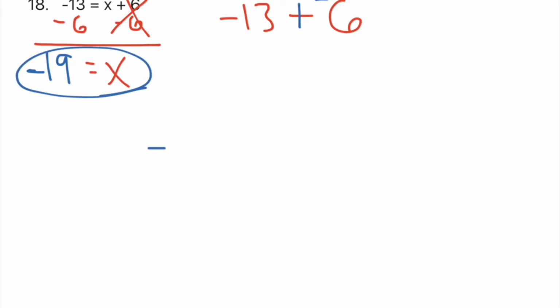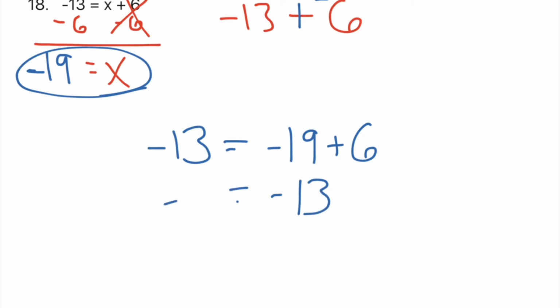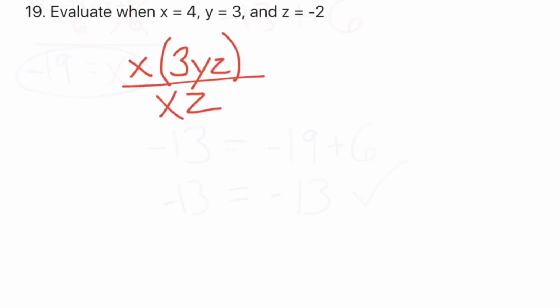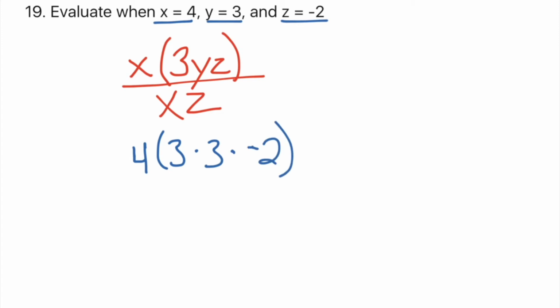And then let's just double check our work. We have negative 13 equals negative 19 plus 6, and that would give us negative 13. So we're good. Number 19, evaluate when x is 4, y is 3, and z is negative 2. So that means we just need to go and plug in these numbers. So everywhere I see an x, I'm going to plug in a 4. And then we have 3 times y times z, which is negative 2, all over x times z, which is 4 times negative 2.